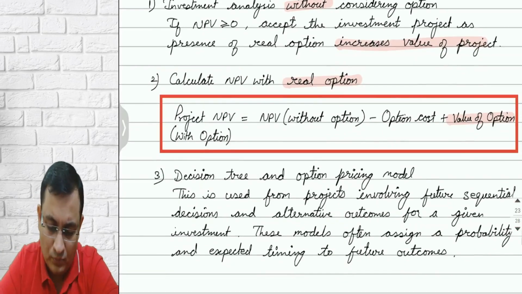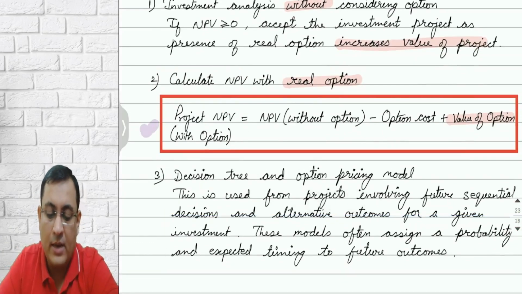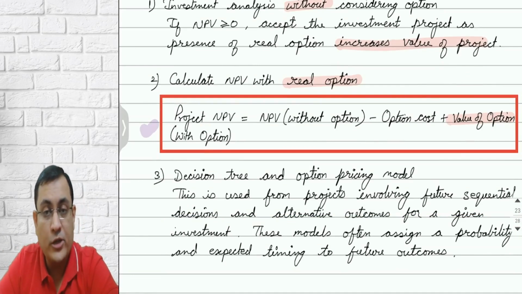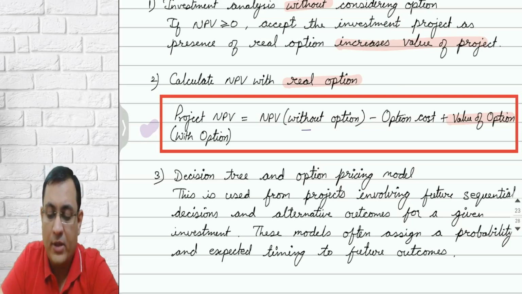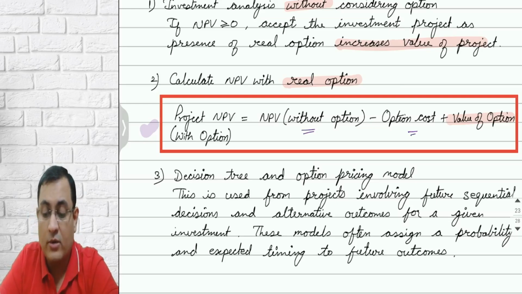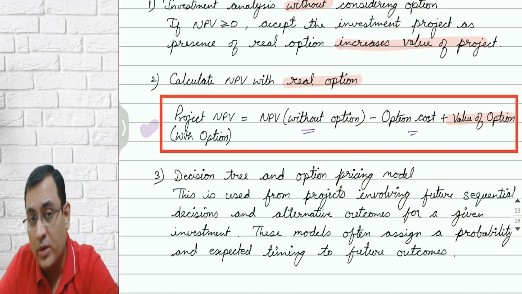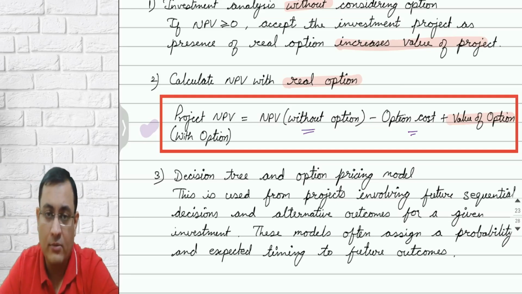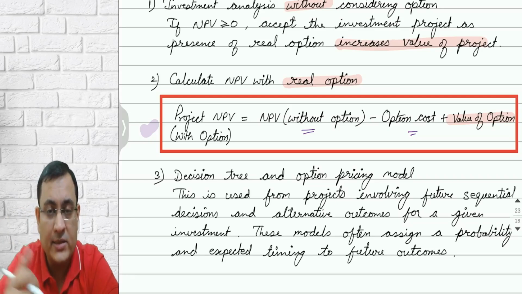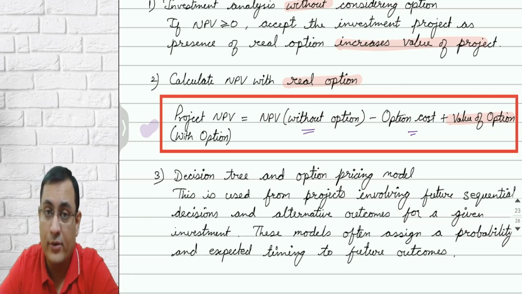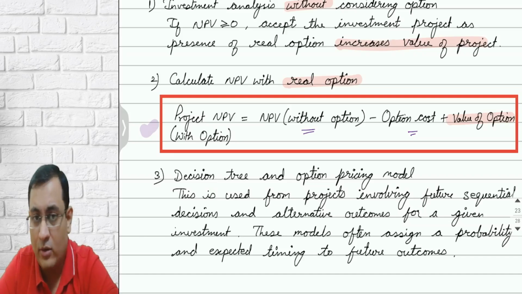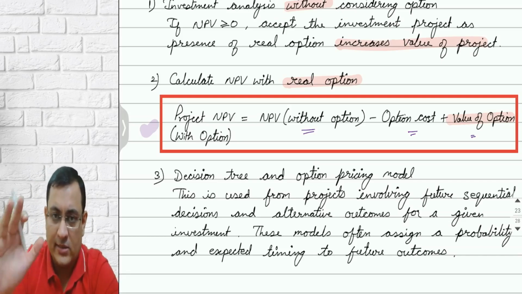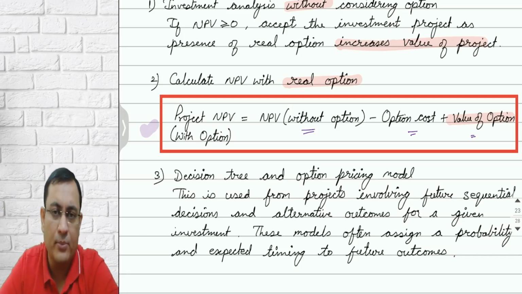What it says: project NPV with option is equal to NPV without option minus option cost plus value of option. If we incur any cost because of exercising that option, overtime premium is one type of cost. Price elasticity of demand will kick in if you increase the price, which creates a negative effect on demand, versus the value of the option. If all these put together generate a positive NPV, we will go for the project.